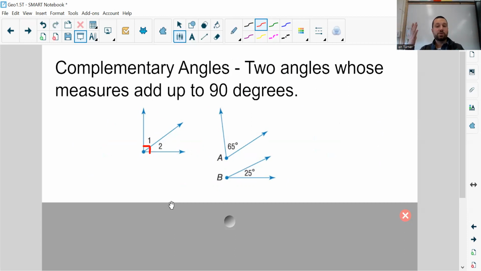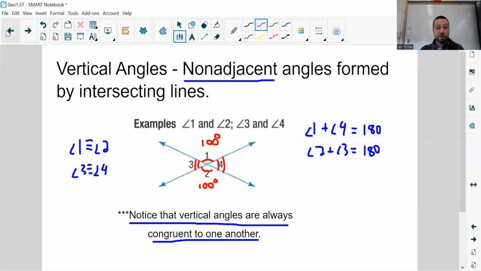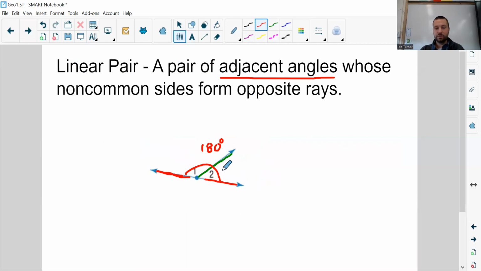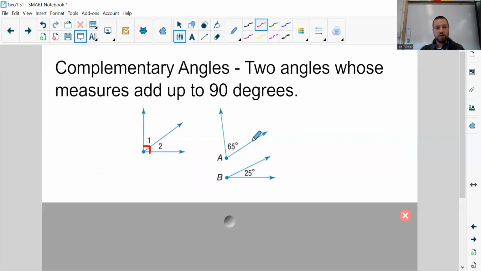But complementary angles don't need to be adjacent, right? They do not need to be next to each other, as we can see with A and B here. A and B are complementary, but they are not adjacent, and that's okay. Linear pair needed to be adjacent, okay? But our complementary angles do not need to be adjacent. And that leads us right into our next one.